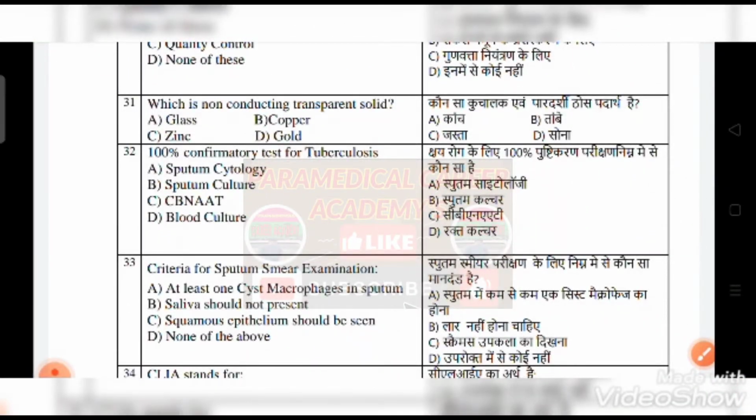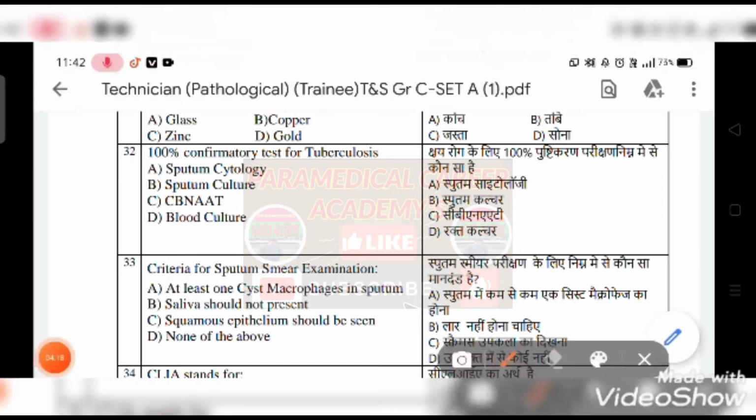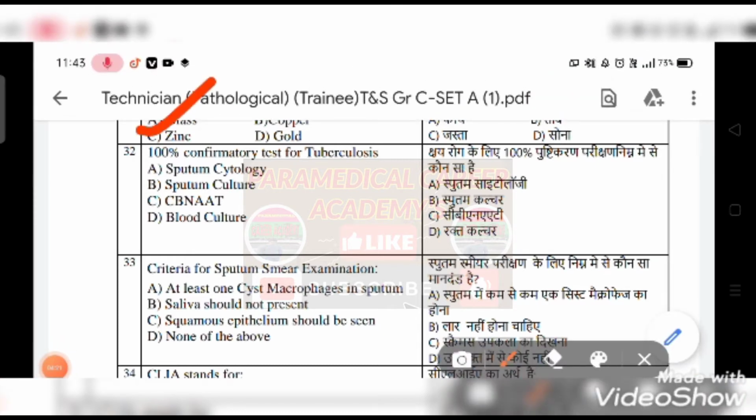31st question. Which is non-conducting transparent solid? Answer is A, glass. 32nd question. 100% confirmatory test of tuberculosis. Answer is D, blood culture. 33rd question. Criteria for sputum smear examination. Answer is A, at least one cyst macrophages in sputum.